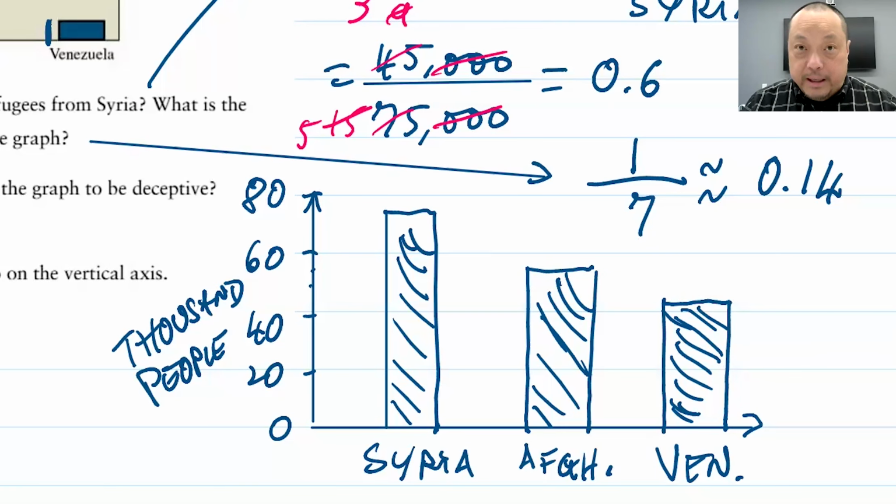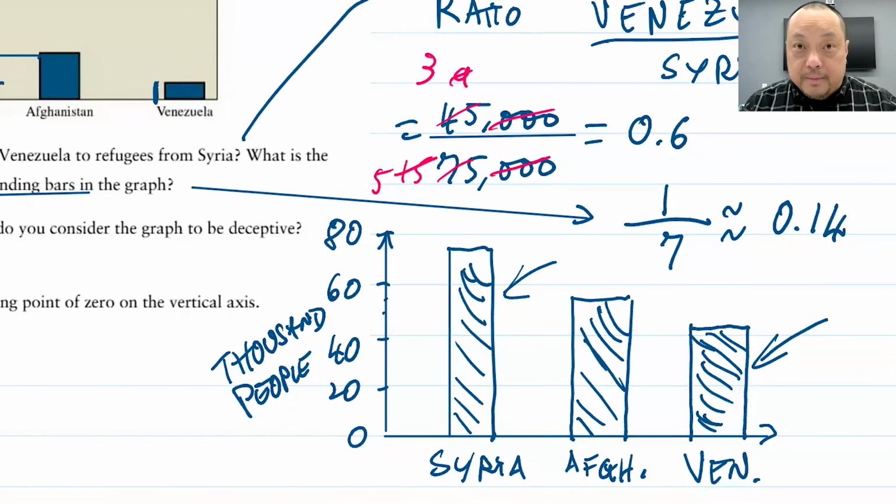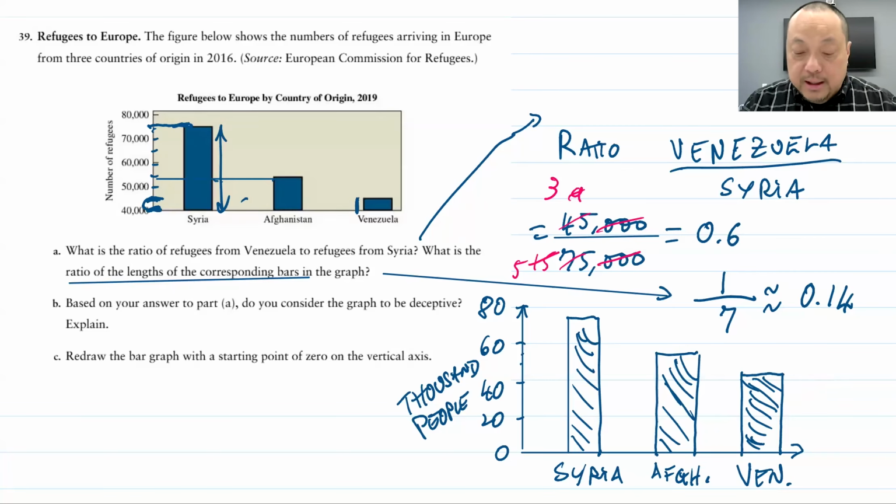This is considered a better graph, a more fair graph, because that makes this bar about 60% of that bar in terms of height, which is more accurate. All right, hope that helps. Before I leave, let me just say this though.